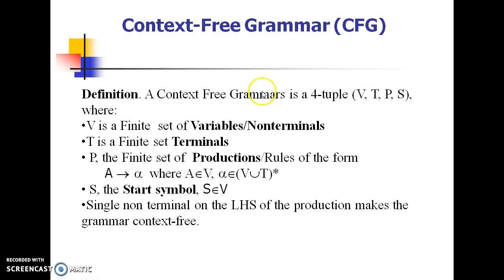The definition of the context-free grammar has four tuples, V, T, P, S, where V is a finite set of variables or non-terminals, T is a finite set of terminals, P is a finite set of productions or rules which are of the form A giving alpha, where A is a variable and alpha is a string of zero or more length consisting of variables or terminals. S is a start symbol which is a variable. In all the productions, on the left hand side we have only one variable, which makes the grammar context-free.